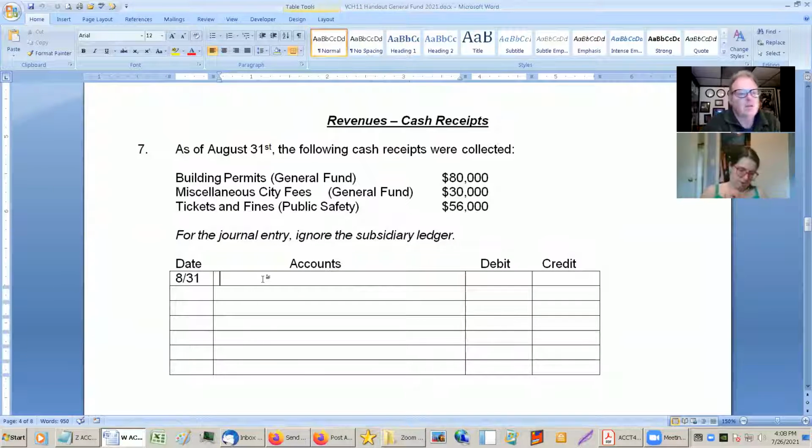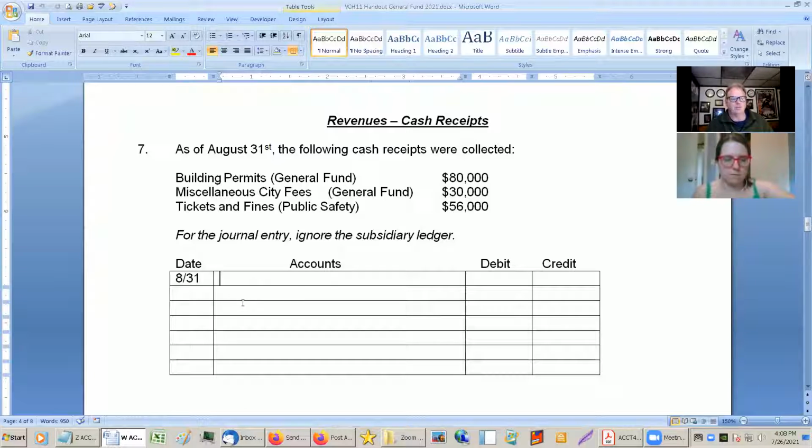Number 7. These are cash receipts, and these are not booked ahead of time because you don't know how many people are going to come in for building permits, how many are going to come in to license their dog or whatever it is, parking tickets and all that kind of stuff. So these are things that generally you record as you receive them.